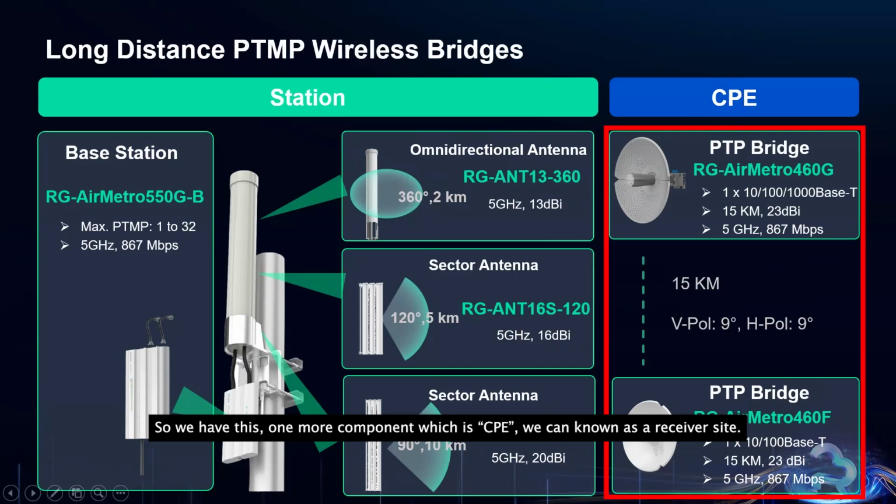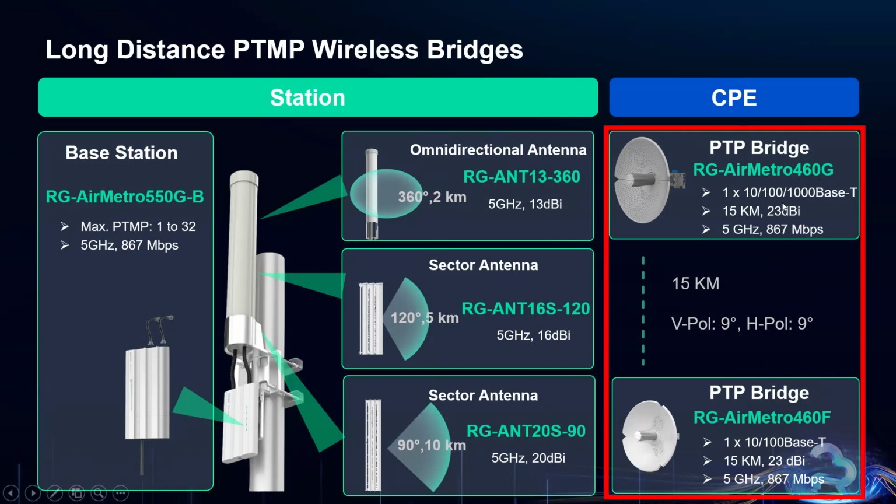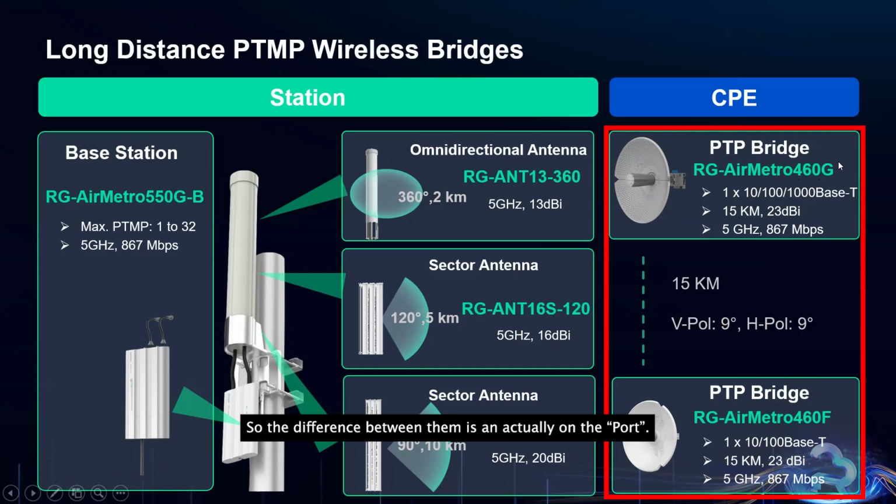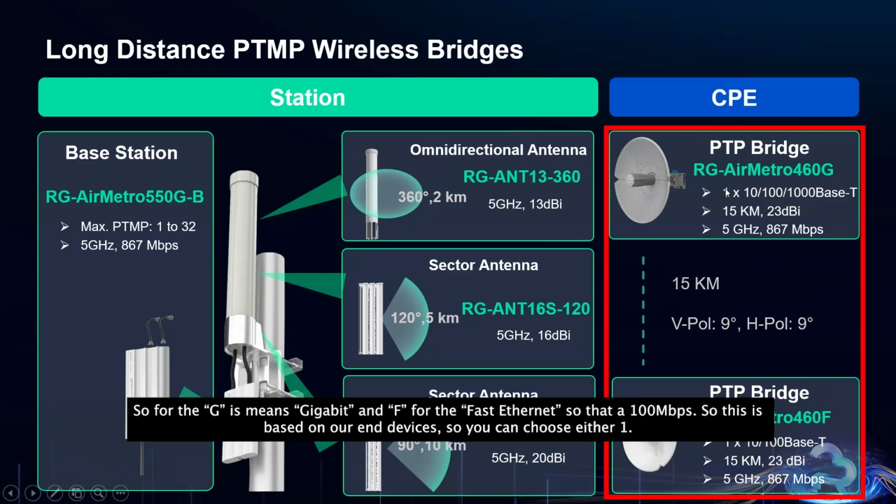So we have this third component, which is the CPE. We can know it as the receiver side. We have these 2 models, AirMetro 460G and also 460F. The difference between them is actually on the port. G is for gigabit, and F is for fast Ethernet, so only 100 meg. It's based on your end devices, so you can choose either one.